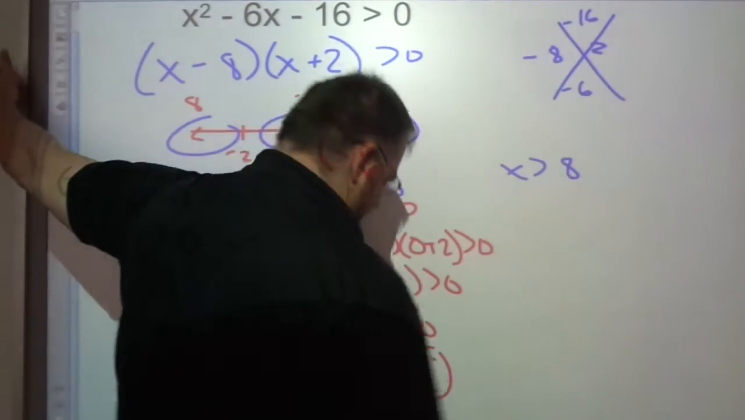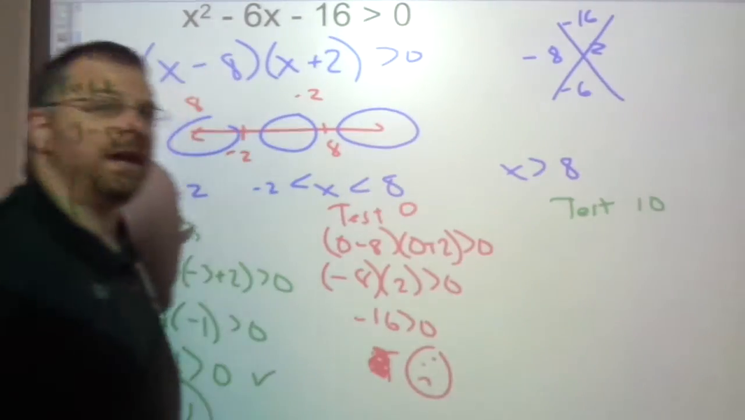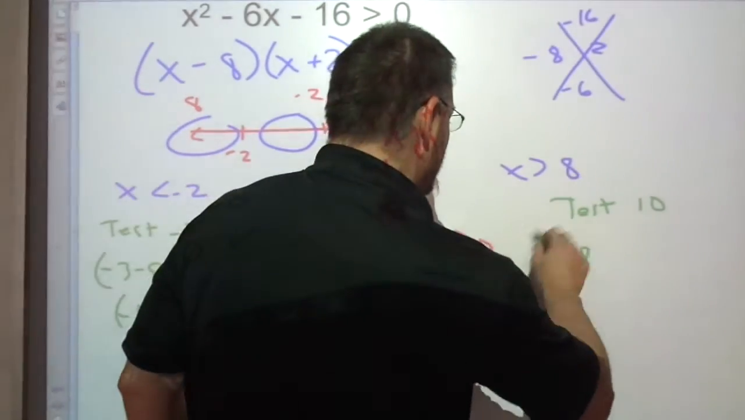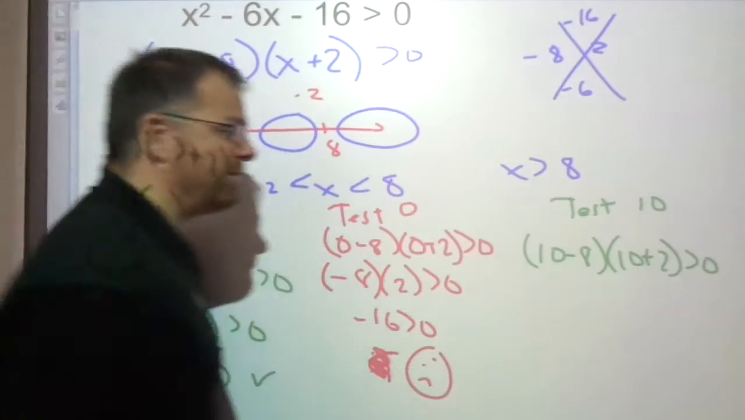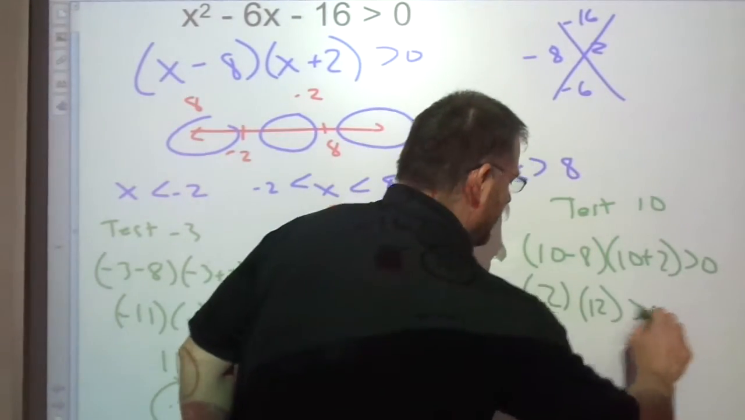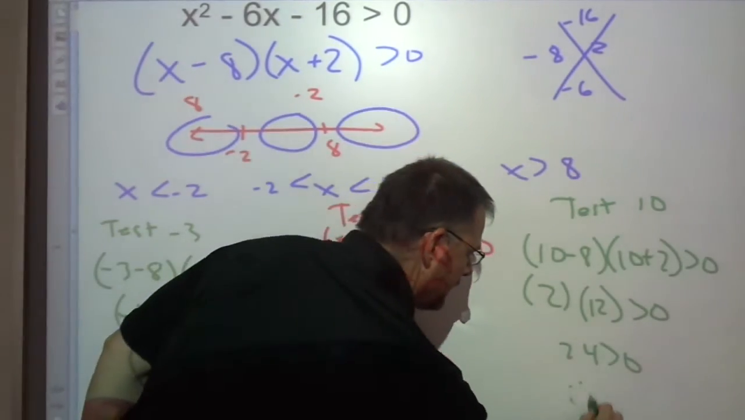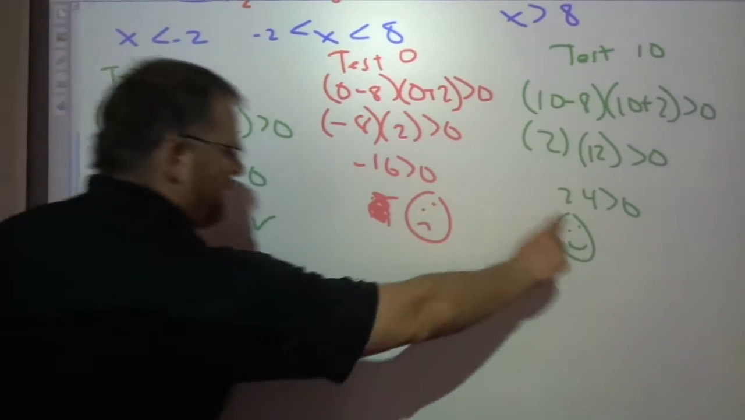Up here, let's test 10. I'll do a different color. 10. Something bigger than 8. Anything you want. So 10 minus 8. And we've got 10 plus 2. All greater than 0. That makes this 2. That makes this 12. That makes that 24. Is that greater than 0? Why, yes it is. So the places where this works are here and here.